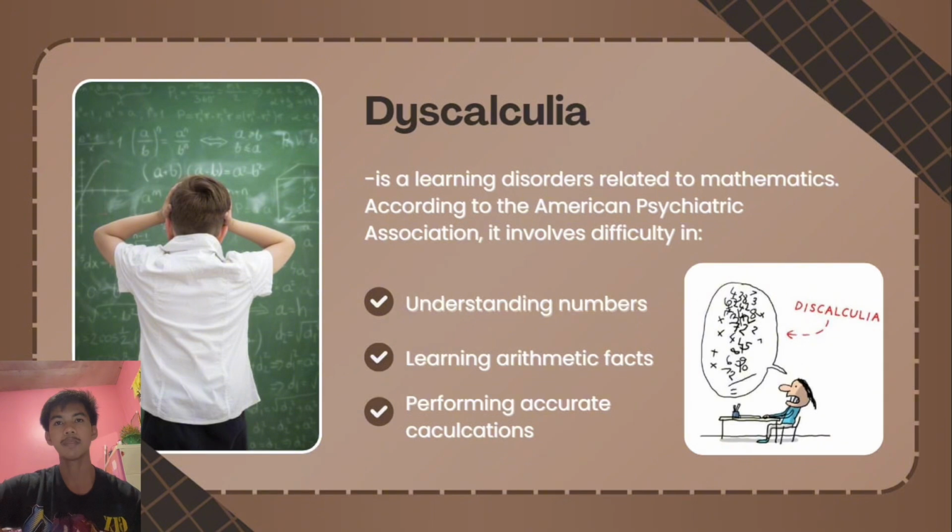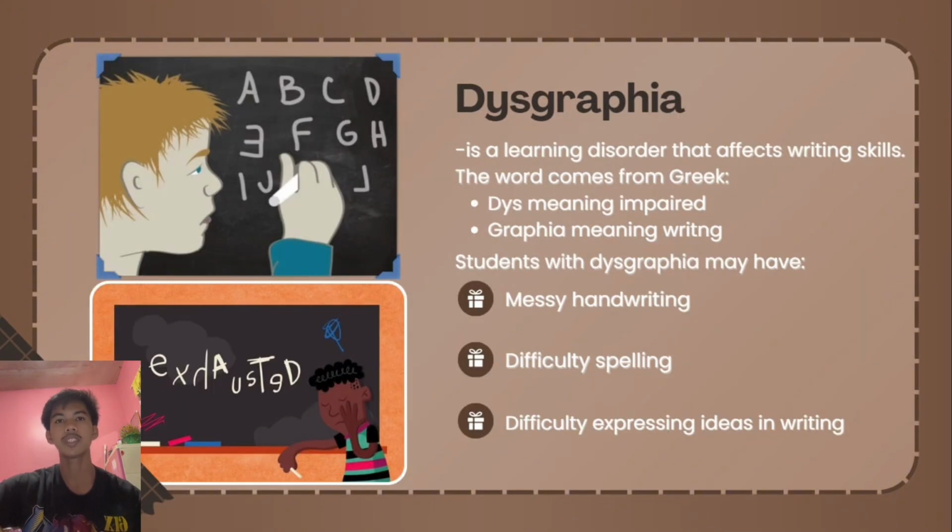So the first type I will discuss is dyscalculia, which affects a person's ability to understand numbers and mathematical concepts, while the second type is dysgraphia, which affects a person's writing ability, including handwriting, spelling, and written expression. Now that we have identified the two types, let us move on to their symptoms.